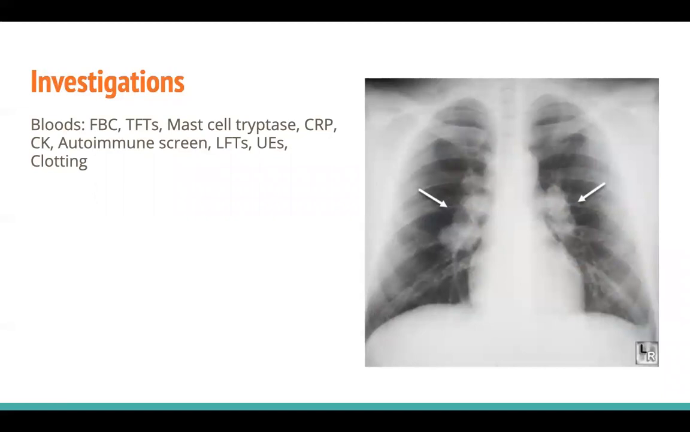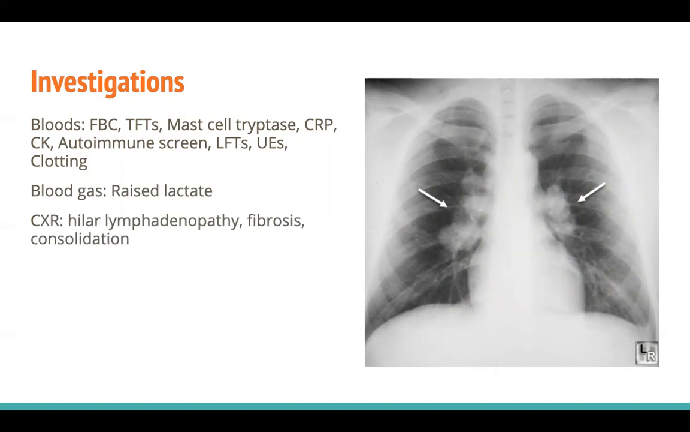If you're worried about anaphylaxis, you would want to do a mast cell tryptase. If you're worried about dermatomyositis, you would want to do a creatine kinase. Vasculitis would warrant an autoimmune screen, including an ANA, an ANCA, an ENA. You want to check the LFTs and the U&Es, particularly if there's pruritus in the absence of a rash. And then if they're septic, you want to check the clotting. Clotting can often be deranged, particularly in meningococcal sepsis. Again, with sepsis, you want to check for a raised lactate.